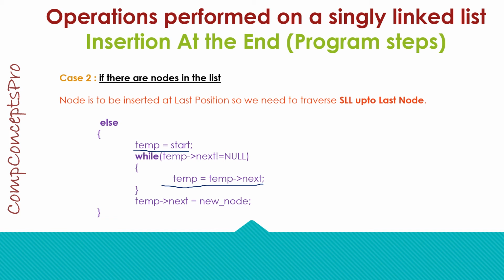Now finally, we will add the new node at the end of the linked list by writing this statement. Here we are storing the address of new node in the next of temp, and temp is already the last node. But now after this statement, new node will be the last node of our linked list.